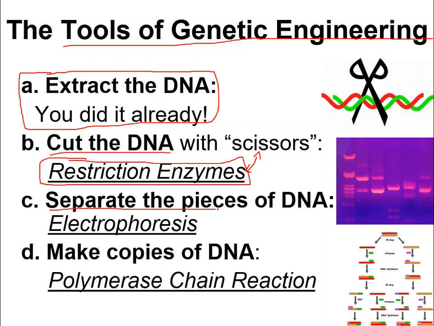Then you're going to separate out the pieces that you've cut, and that's called electrophoresis. And then you can make copies of anything that you've cut to mass produce it, kind of like you would make copies at a copy machine. That's called polymerase chain reaction. So let's walk through these steps.